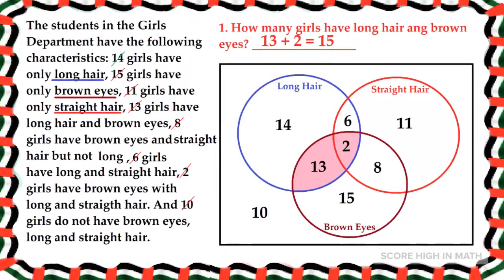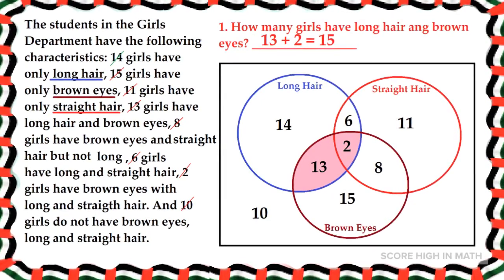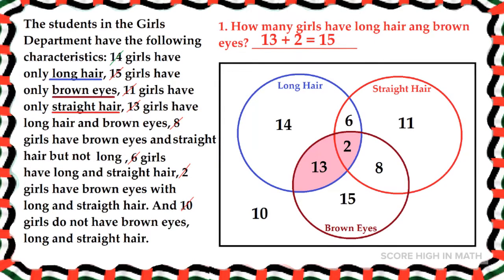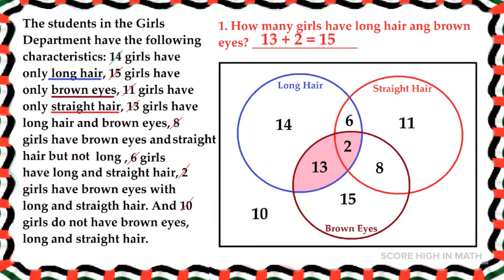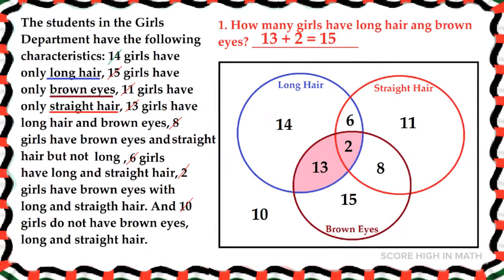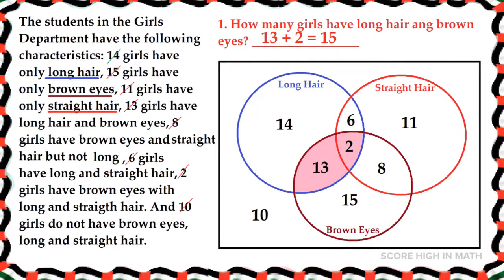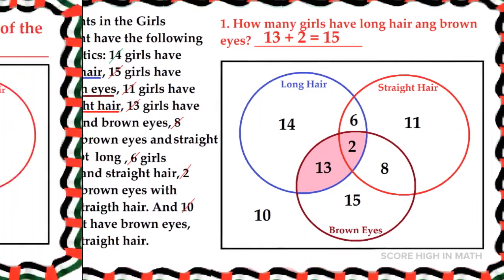Let us answer question number 1. How many girls have long hair and brown eyes? The intersection of the long hair, which is the blue circle, and the brown eyes, which is the brown circle, is the number of girls that have long hair and brown eyes. It is 13 plus 2 is equal to 15.